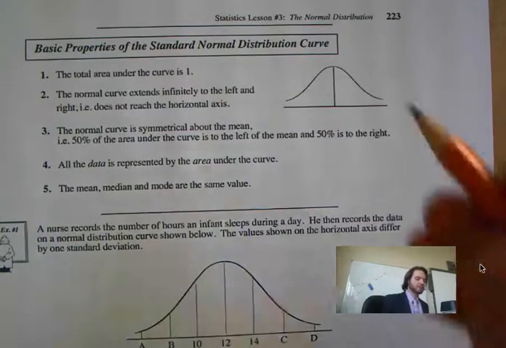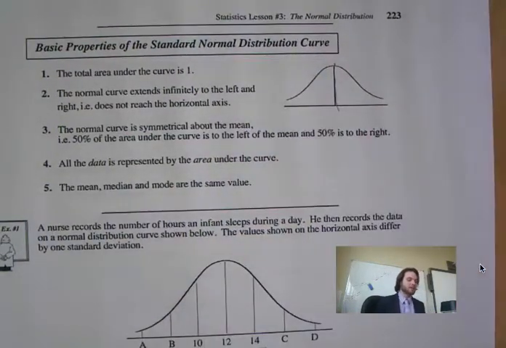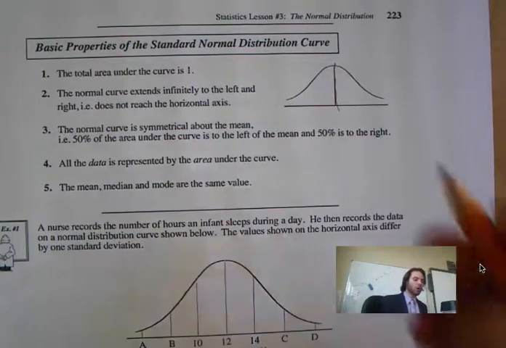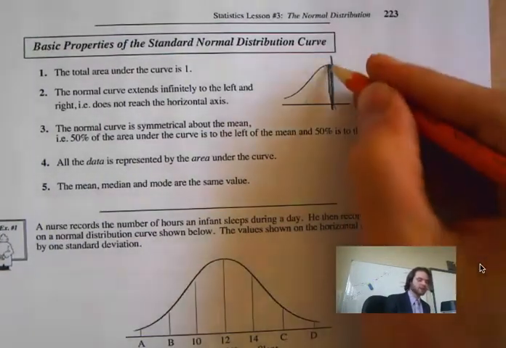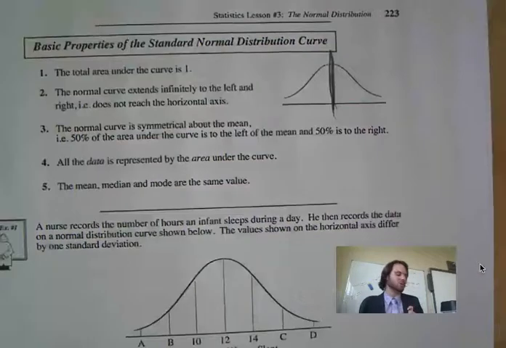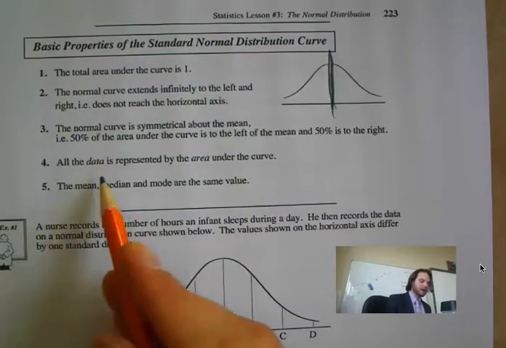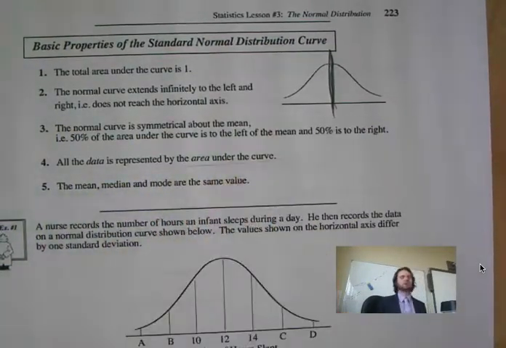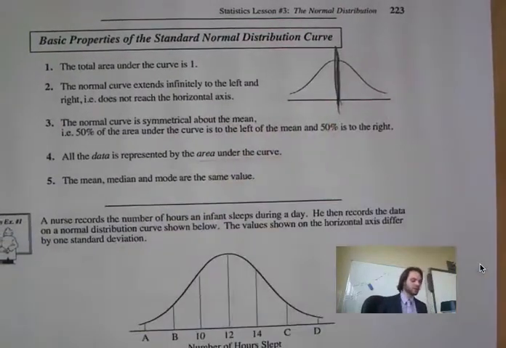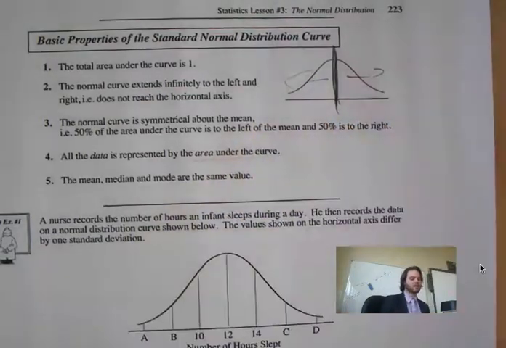The curve is perfectly symmetrical at the mean. The mean, median, and mode are all the line of symmetry. Okay? They're always equal to the same thing. The data is represented by the area under the curve. So all the data goes in the area under the curve, and that's about it. So it's 50% this way, 50% that way.